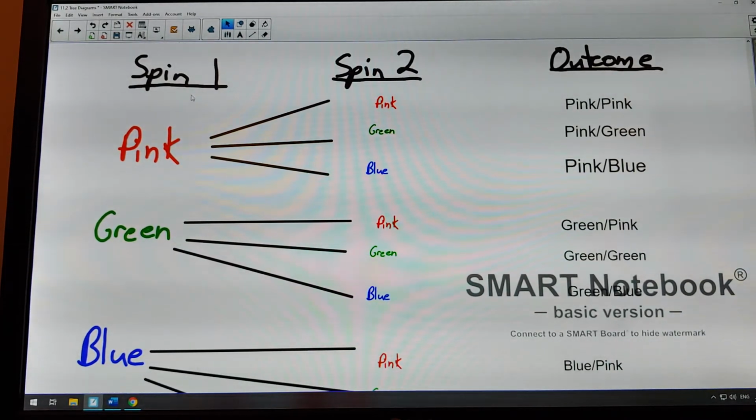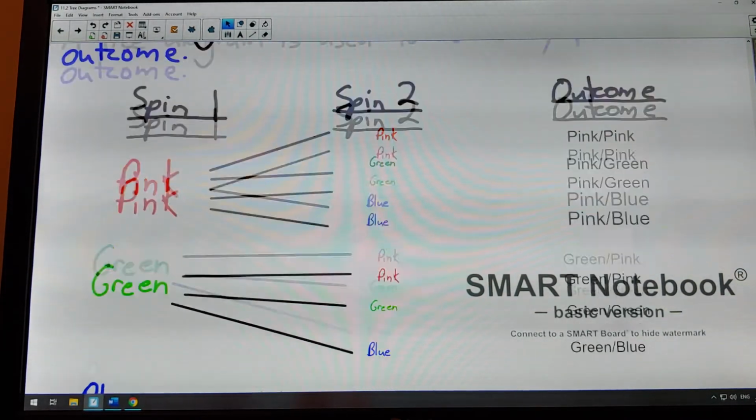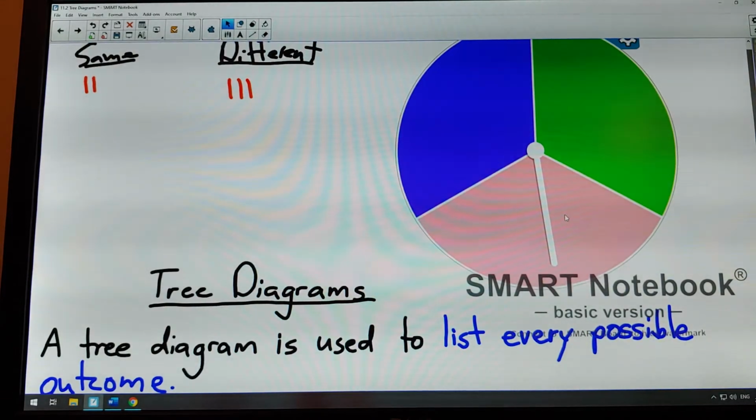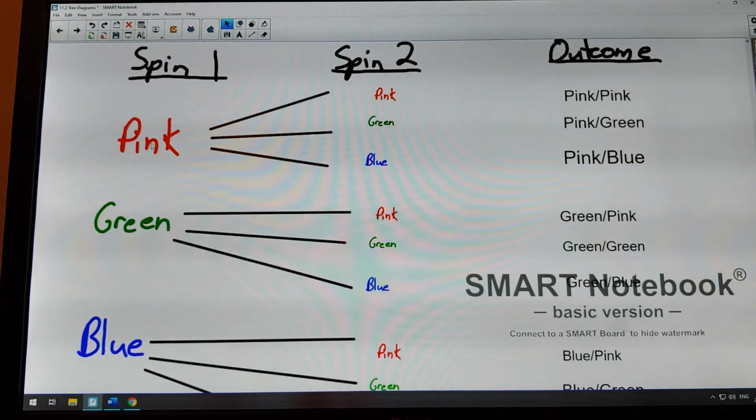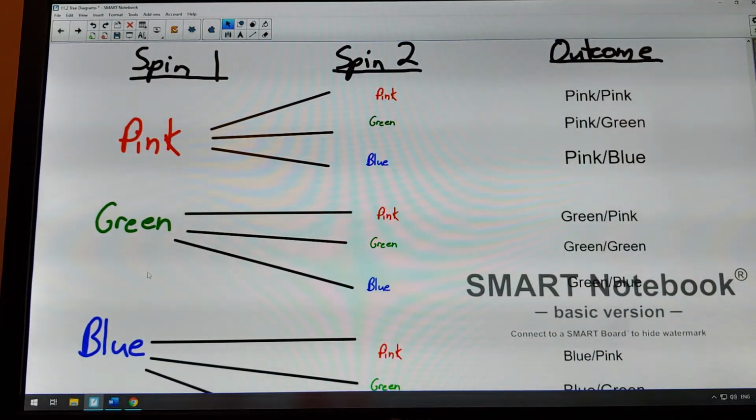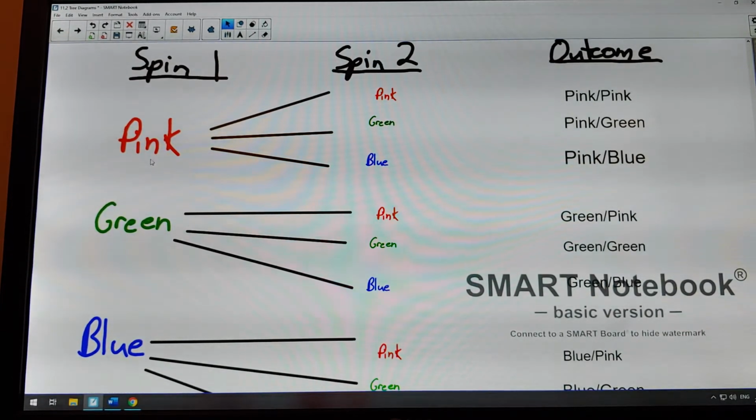Okay, so spin one, what could you get? Well, you could get pink, blue, or green. Okay, those are the only options that can happen on spin one. So I write down pink, green, and blue, nice and spaced out when you're making these. Okay, if this was in your notebook, I would want probably 4 lines minimum between these, maybe even 5.